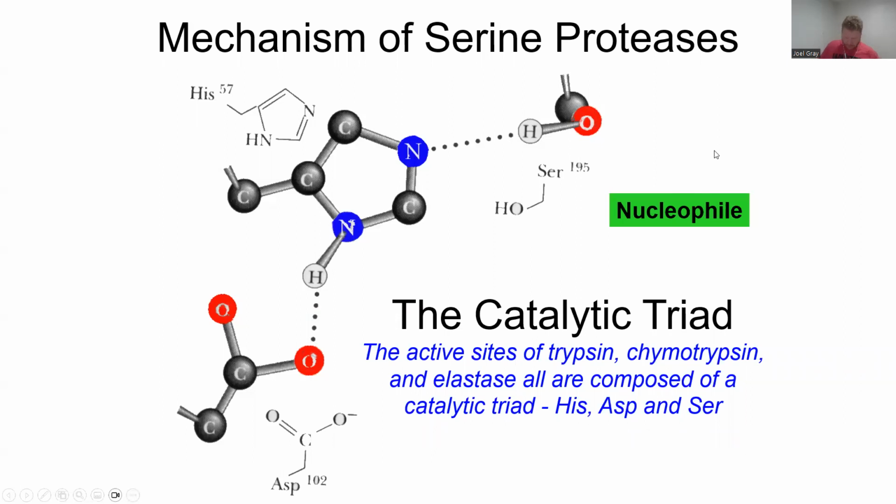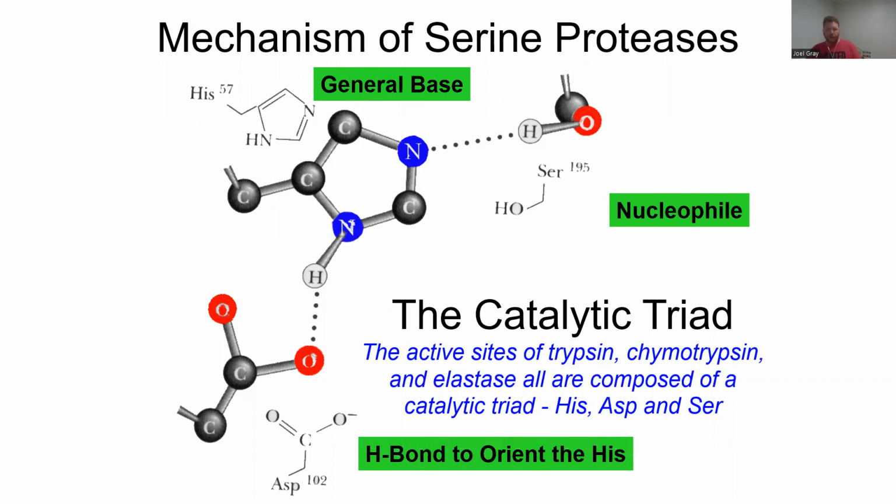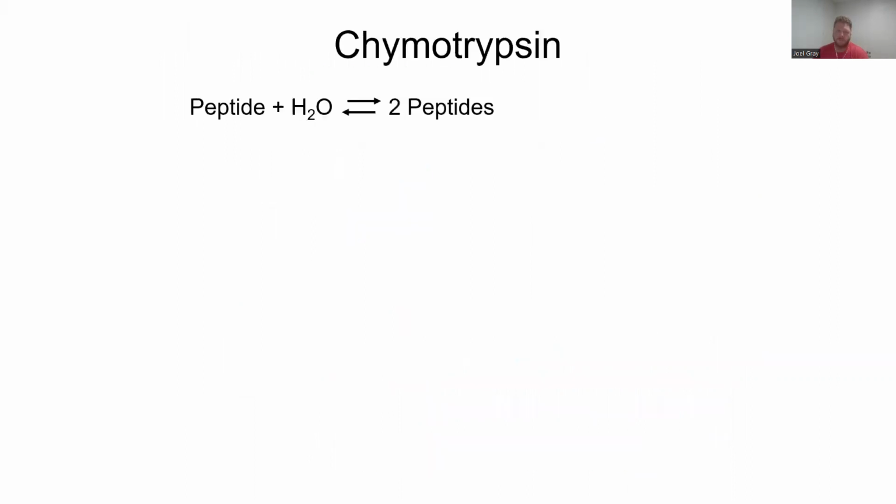These different amino acids are going to play different roles. Serine, for example, is acting as a nucleophile. Histidine will act as a general base, and aspartate will establish a hydrogen bond to orient the histidine. So you can think about it as, all that aspartate is going to do is help position the substrate so that it can be cleaved.